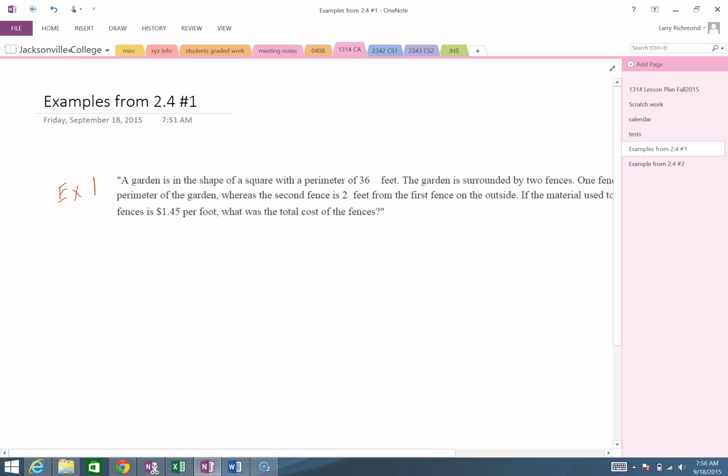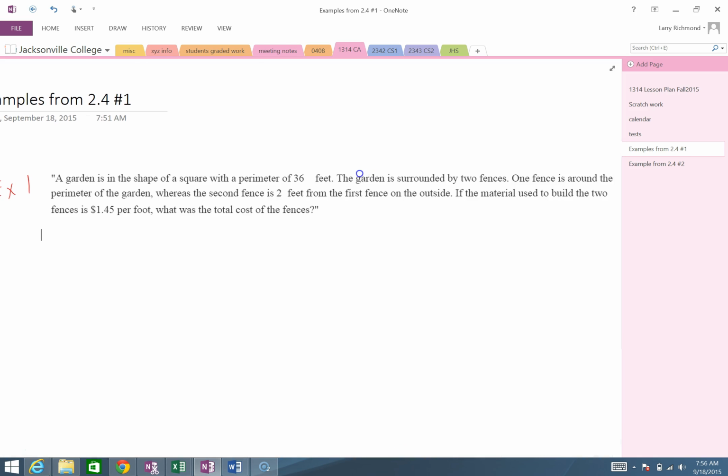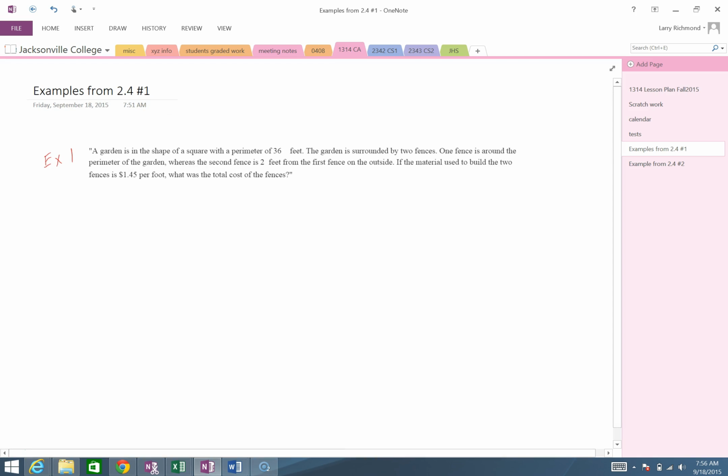In this video, I will be looking at a couple of example problems from 2.4. Remember, when we're working our word problems, first we'll get to the question sentence. On this particular problem, it says, what is the total cost of the fences? We're interested in finding the total cost of the fences.